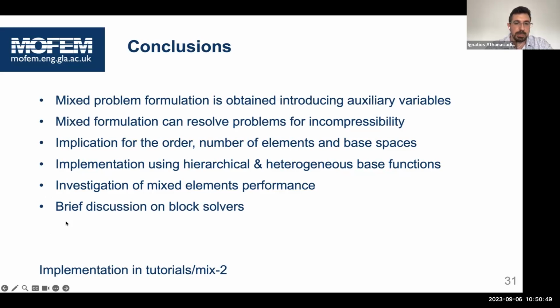And there was also a brief discussion on block solvers that is quite a wide subject, and it's something that deserves, I think, more understanding and more frequency in usage from the community.